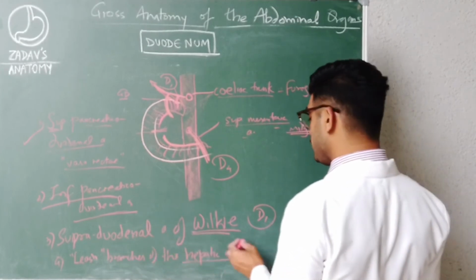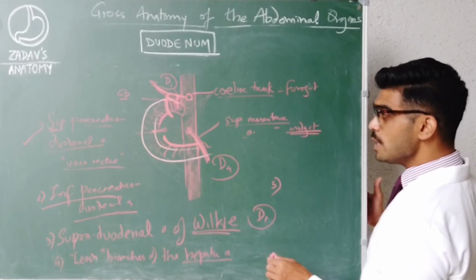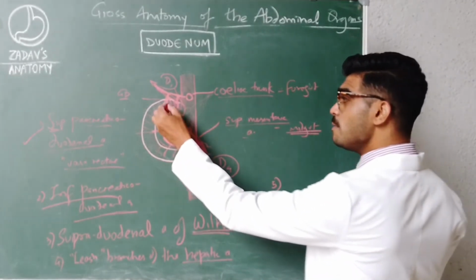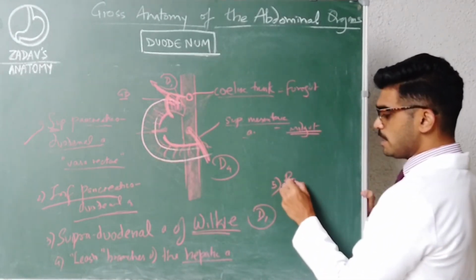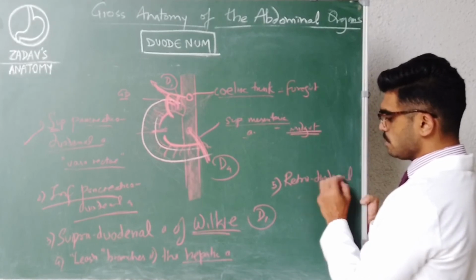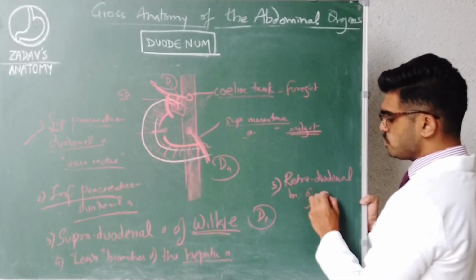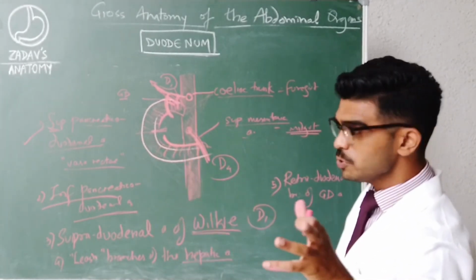Now, as if that wasn't enough, the first part of the duodenum also has what is known as the retroduodenal branch of the gastroduodenal artery. As the name suggests, the retroduodenal branch of the gastroduodenal artery supplies the posterior aspect of the first part of the duodenum.